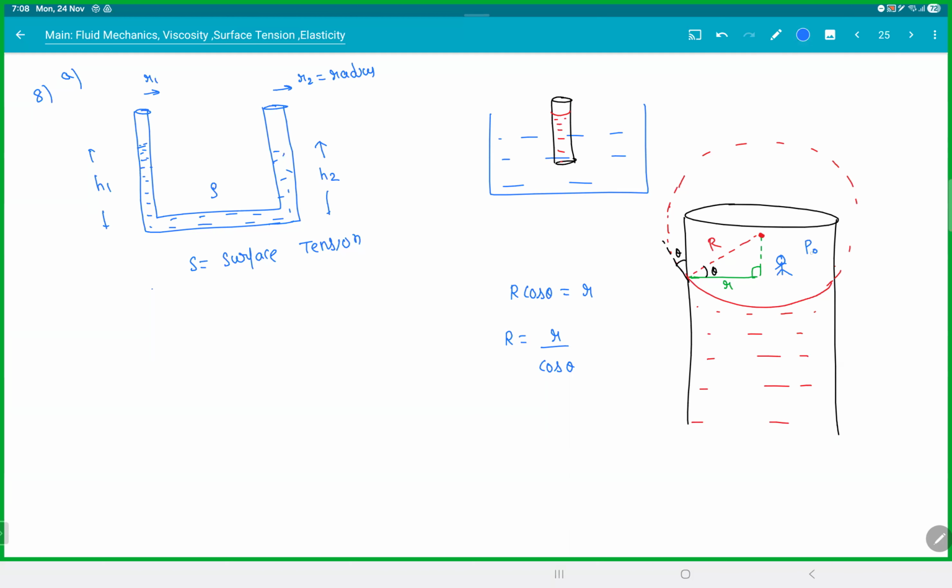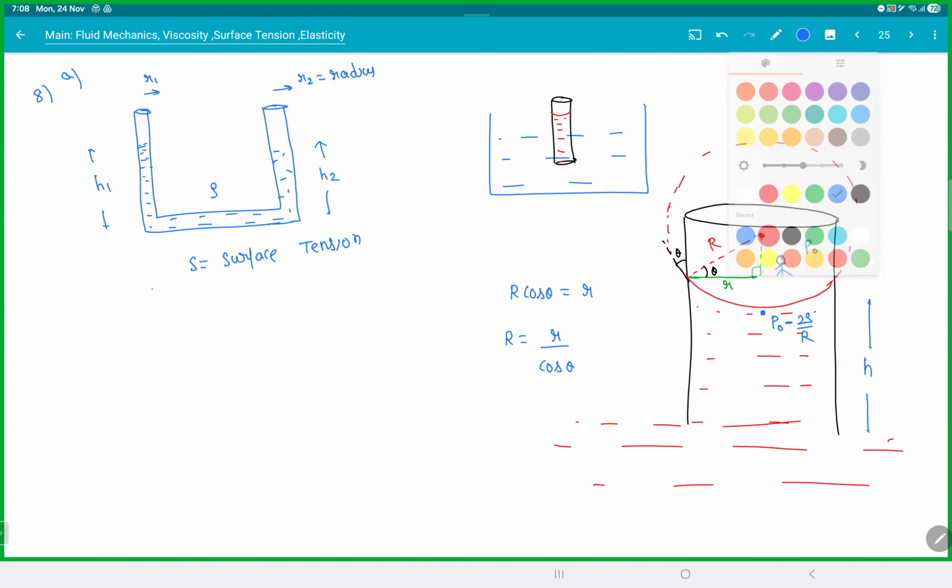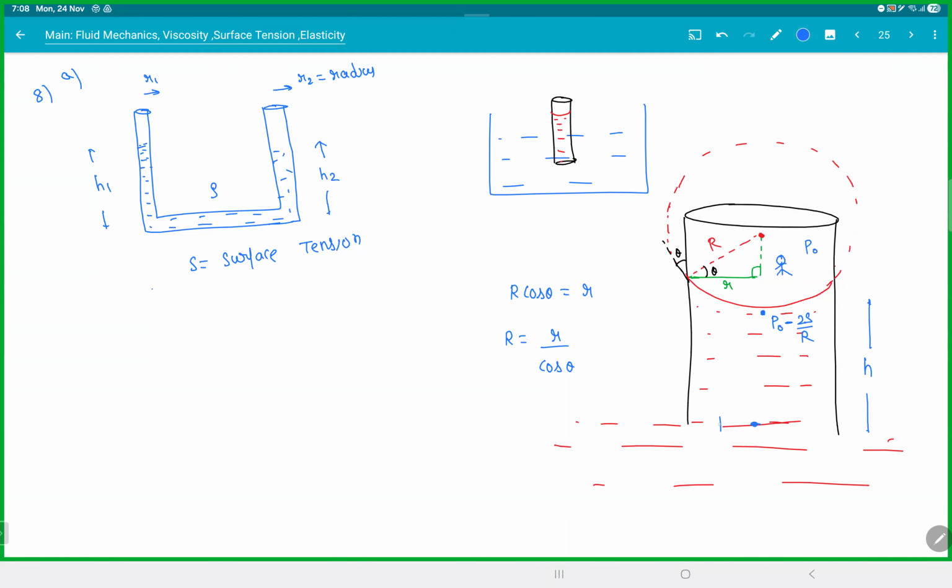And here the pressure is P naught. And the pressure just below the surface is how much? P naught minus 2s by R. Remember that result? So this person will feel he is in an air bubble and everything is surrounded by water. And let's say this height is h. And here this is a liquid surface. And we know at the liquid surface here also, the pressure is P naught.